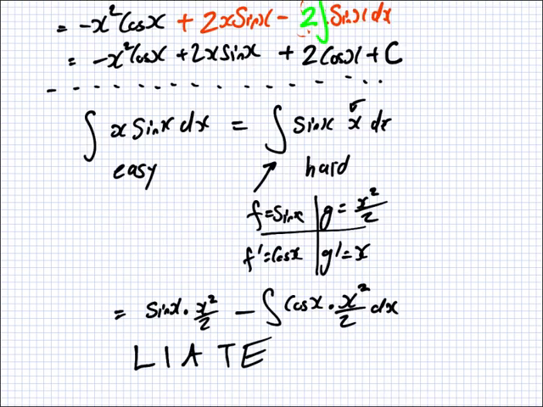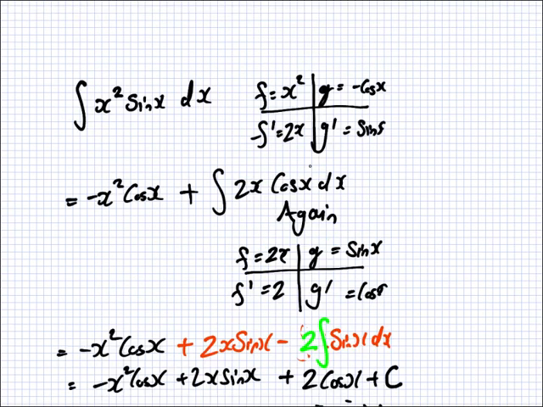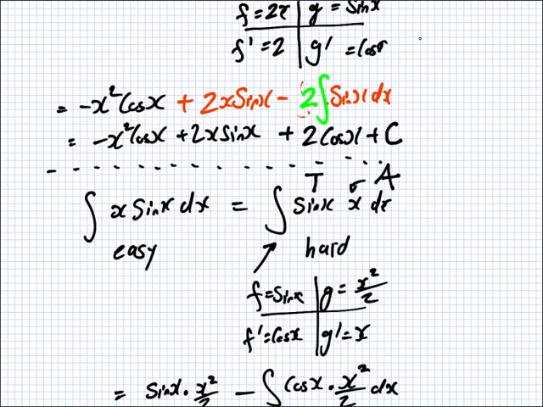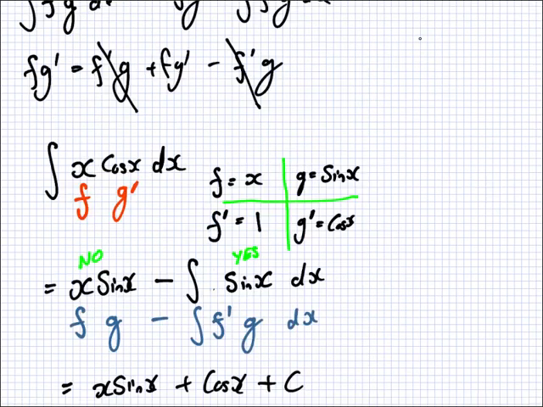So you notice in the example that I did previously, this is an A and this is a T. That's the right way around. This example here, this is a T and this is an A. That's the wrong way around. In the previous example, again, this was an A and this was a T. That's the right way around.